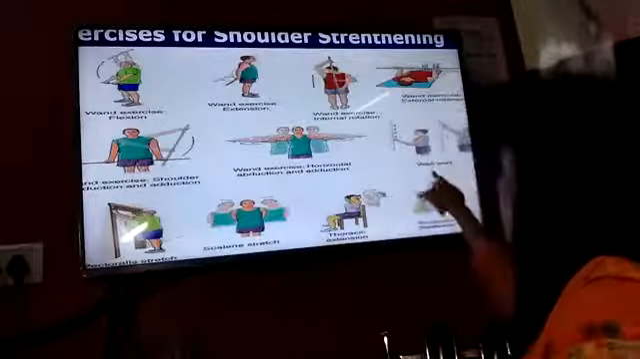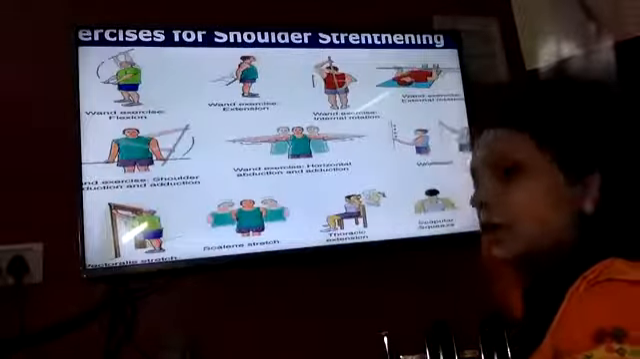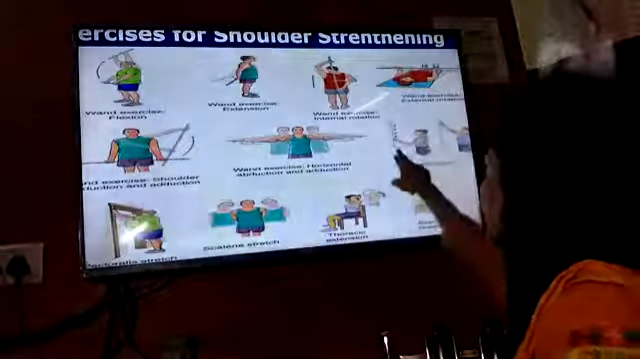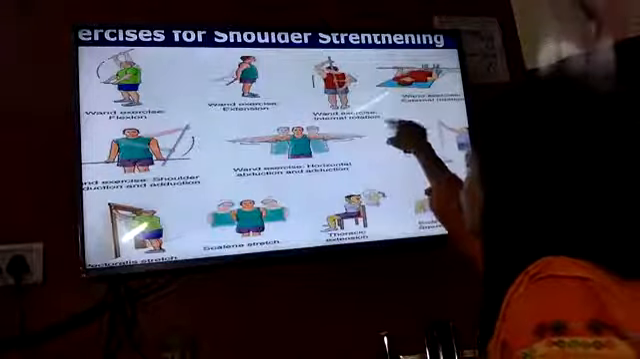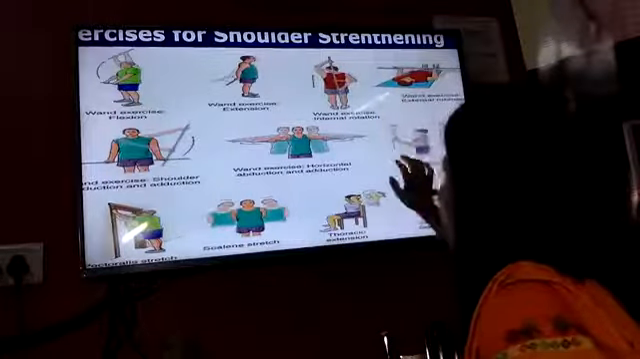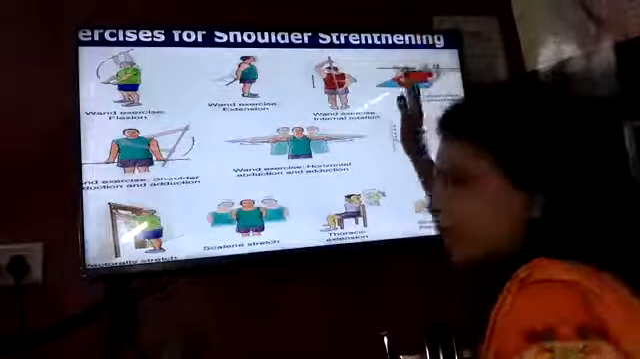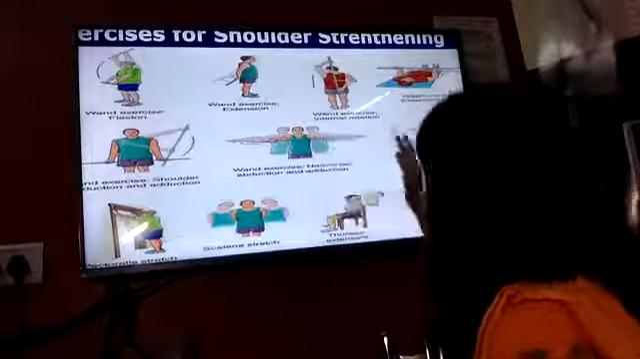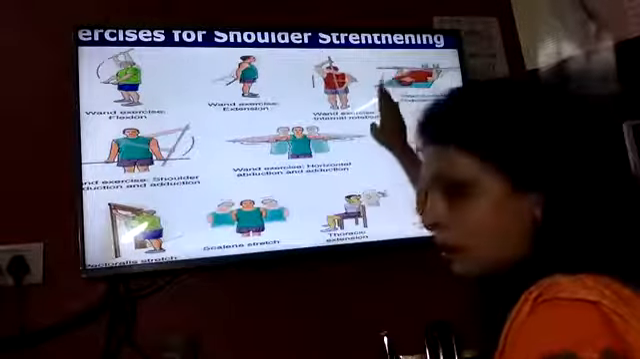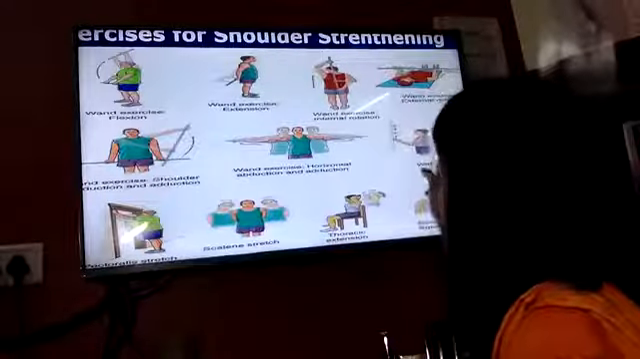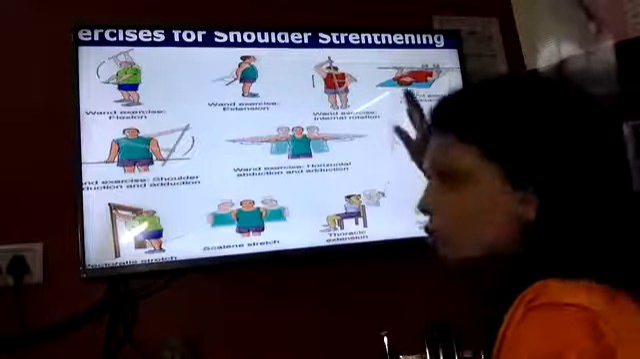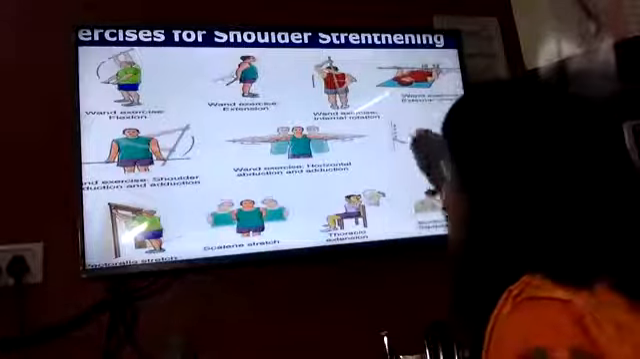Then this is a wall walk, or we can call it a finger ladder also. With the help of fingers, we can climb like a wall on the wall and go as much as possible while facing towards your wall. We can do it for shoulder flexion, and facing away from the wall we can do it for the shoulder abduction. This is the wall walk exercise.